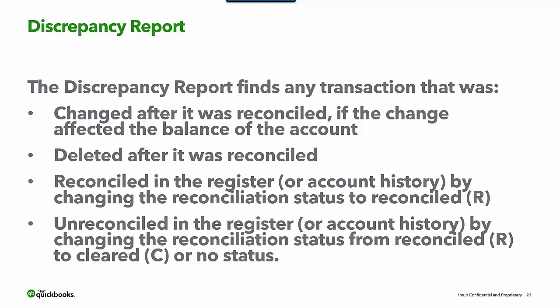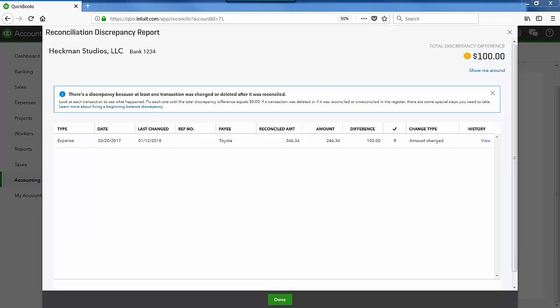So anything that was changed after it was reconciled that changed the balance of the account, if it was deleted, if it was reconciled in the register or account history by changing the status, like changing the R there, or unreconciled from the register or account history by changing it from an R to a C or to no status. So if anybody made any changes to those letters, that's going to pull up here in the discrepancy report, as well as changing dollar amounts or deleting things out. So you get a quick report of what happened.